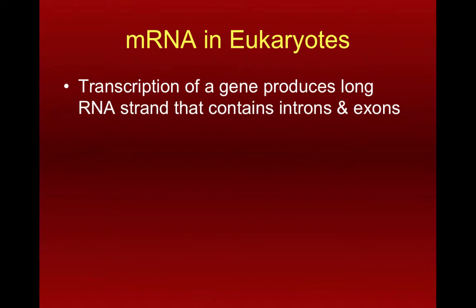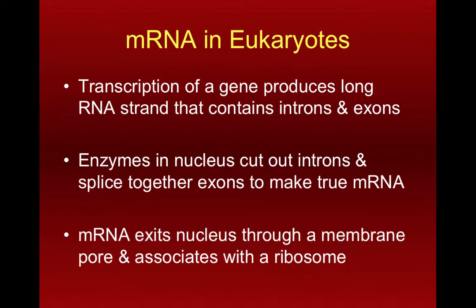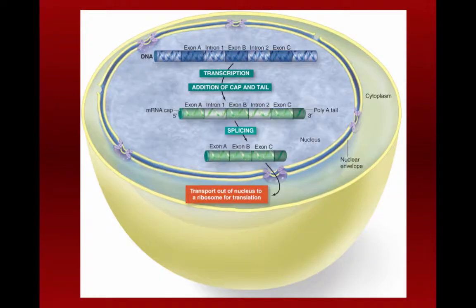Okay, so when we're done with transcription, initially before the RNA leaves the nucleus, we've added the cap, we've added the tail. Now we have to get rid of all those extra introns. There's a whole set of enzymes in the nucleus to help us do that, to make sure we cut out the proper introns and do what's called splicing together of the appropriate exons to make what's called a mature mRNA molecule. At that point, the mRNA does leave the nucleus, goes out to the cytoplasm, finds a ribosome, and that's where we're going to see translation beginning.